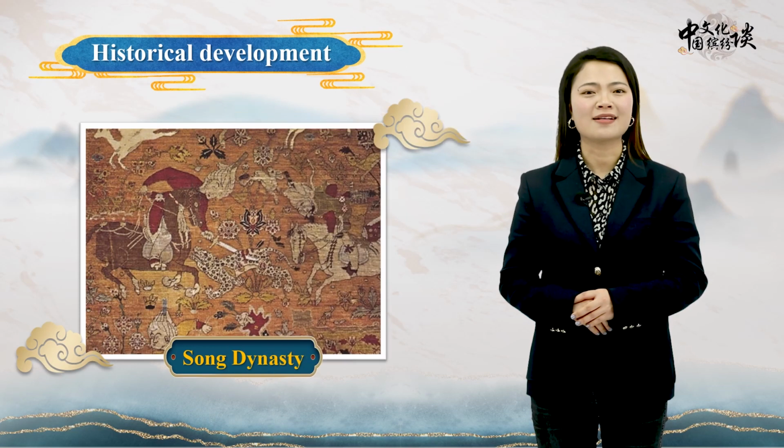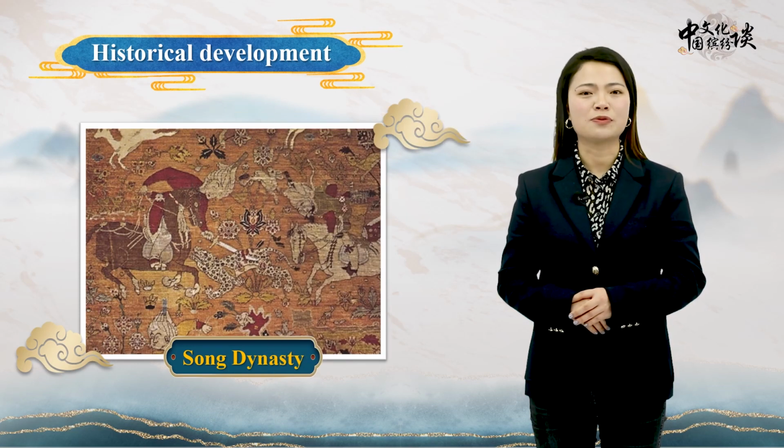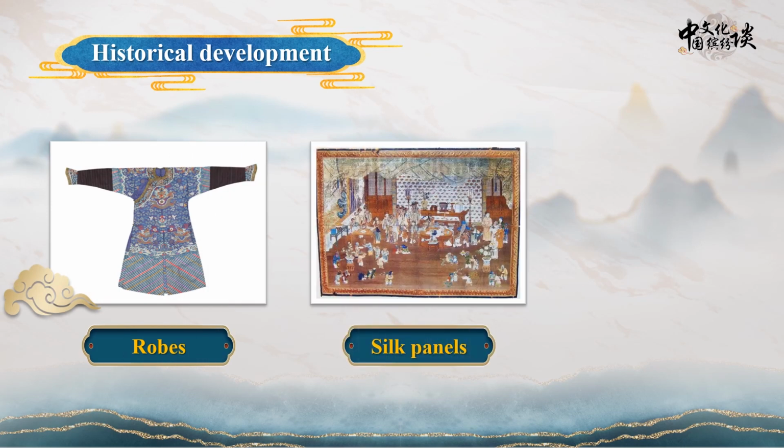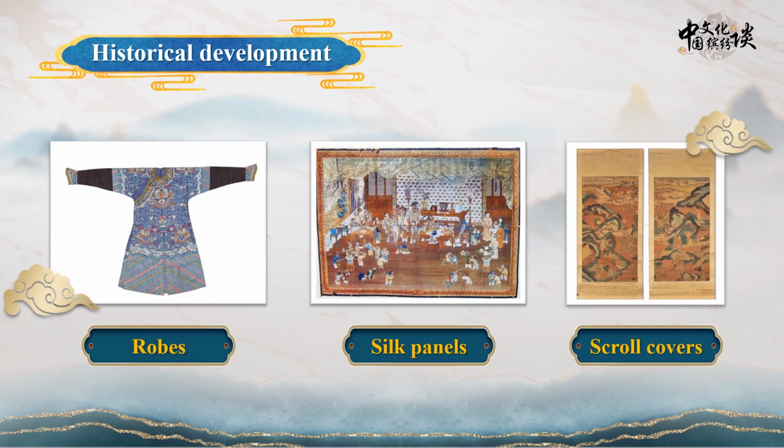The main Song dynasty achievement in silk production was the perfecting of Kesi, an extremely fine silk tapestry woven on a small loom with a needle as a shuttle. Kesi was used for robes, silk panels, and scroll covers, and for translating painting into tapestry.